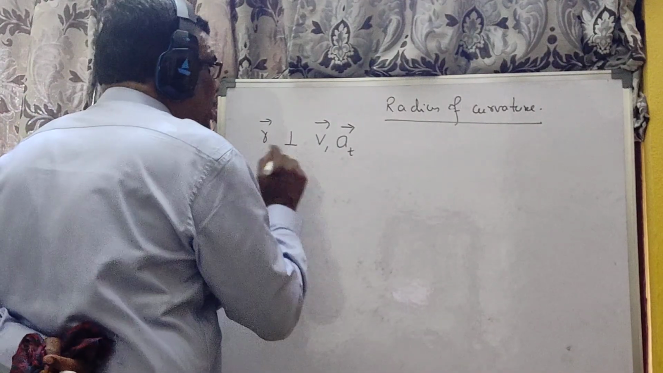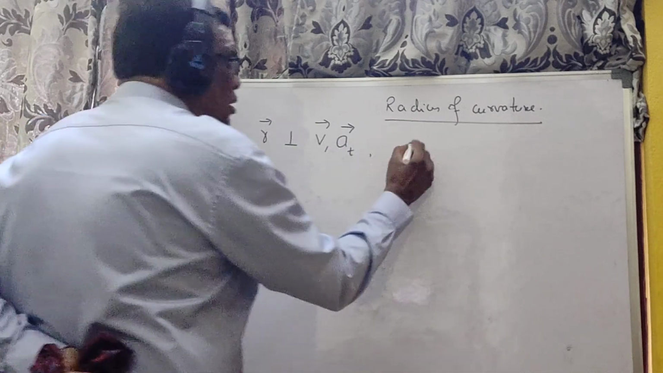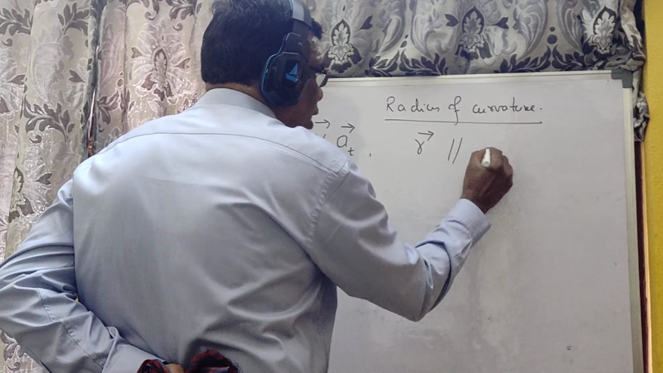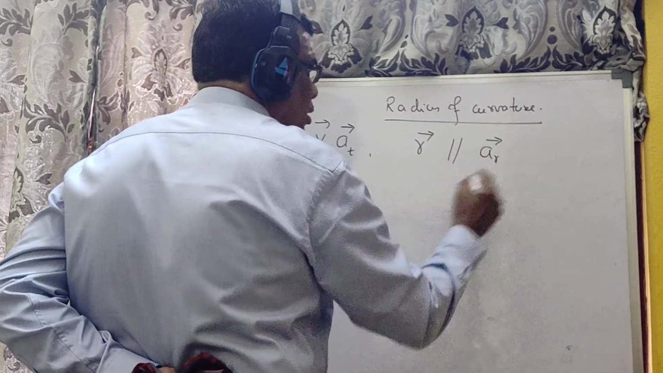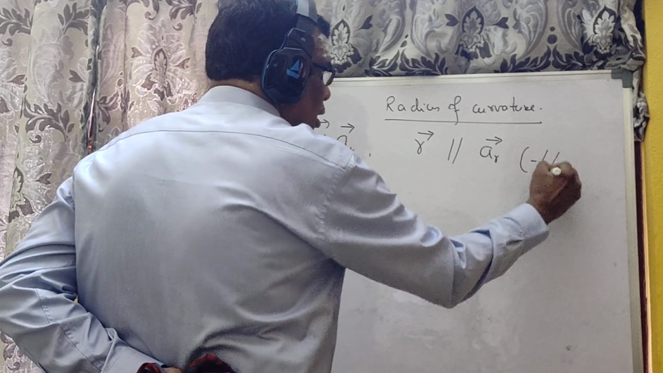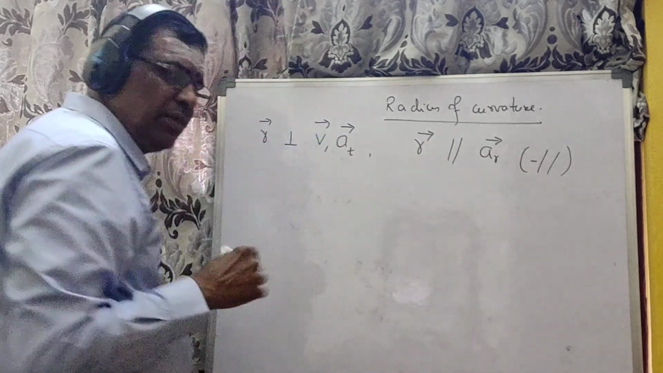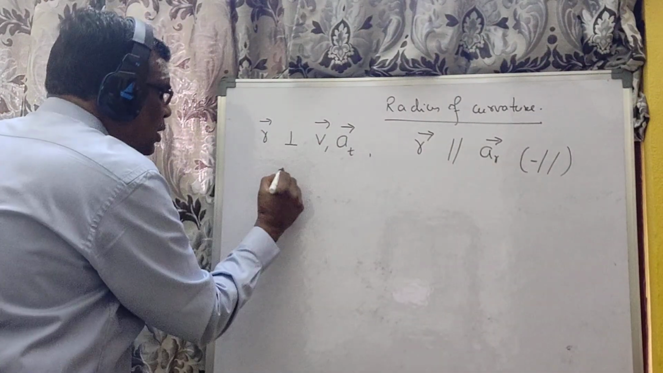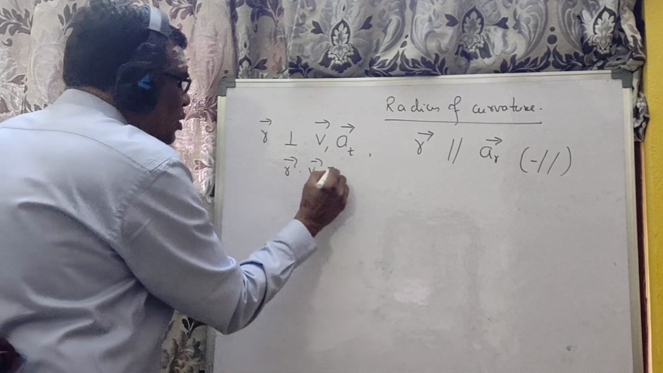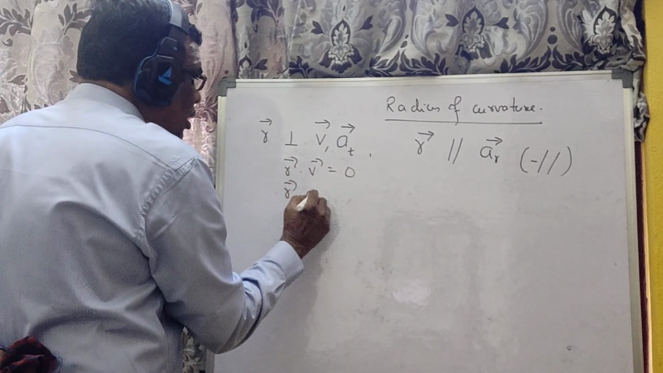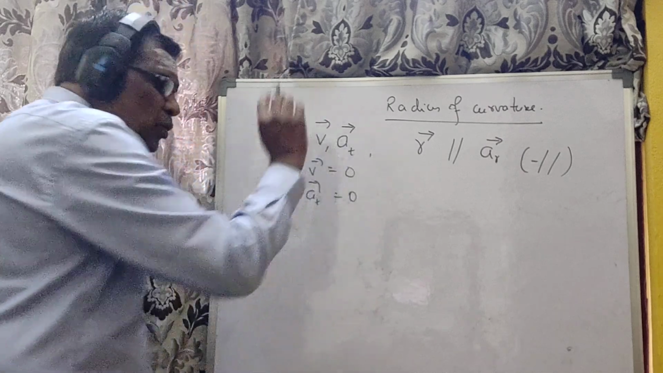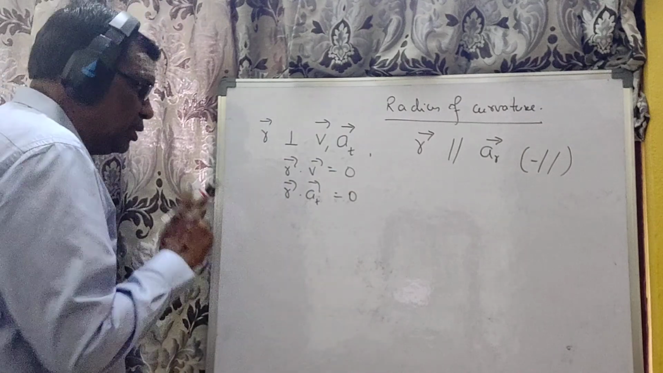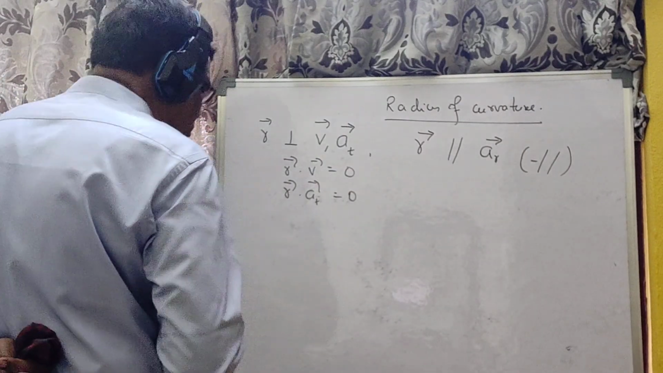That is because all tangential parts are bound to be perpendicular to R bar. And next, R bar is parallel to AR bar. Maybe anti-parallel, actually negative, it is oppositely directed, remember. So, perpendicular means what? R bar dot V bar is 0, R bar dot AT bar is 0. This is always true, instantaneously always true, you can take it. That's one.